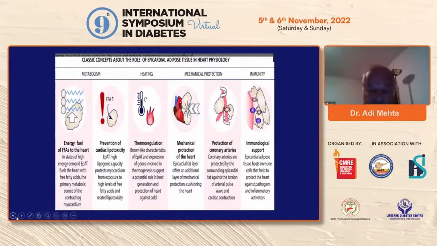Thermoregulation is very important in terms of protecting the heart, not only from heat but from cold. After all, you have to keep the heart at a relatively stable temperature. Mechanical protection: the heart is constantly moving. The shear forces on the arteries and on the veins are huge. Something has to cushion the shear forces as the heart keeps moving. If you have a wonderful heart going at 60 beats a minute, that's what you're going to have to protect against. And obviously, coronary arteries require this protection from the pulse wave that they generate.